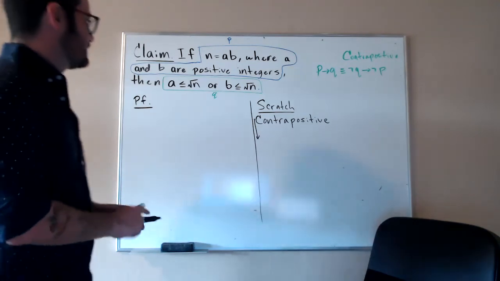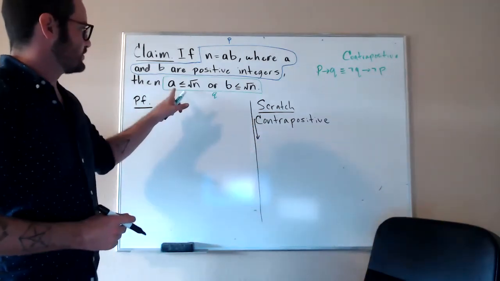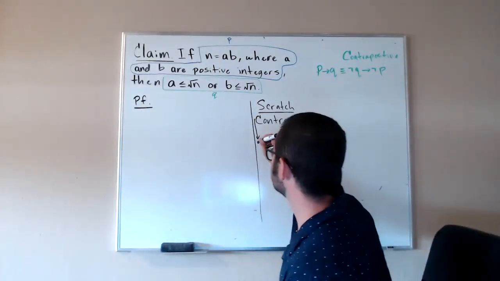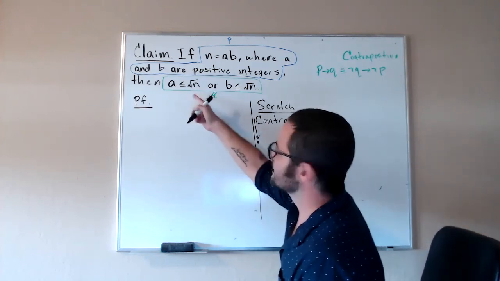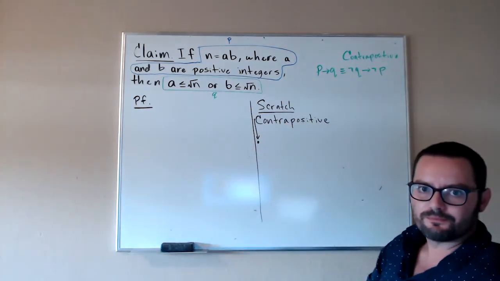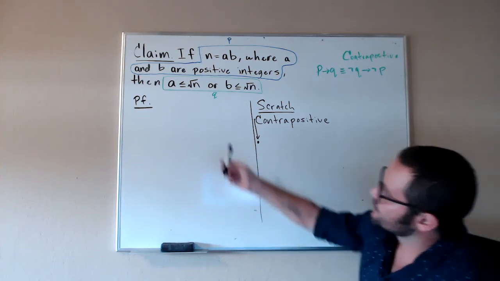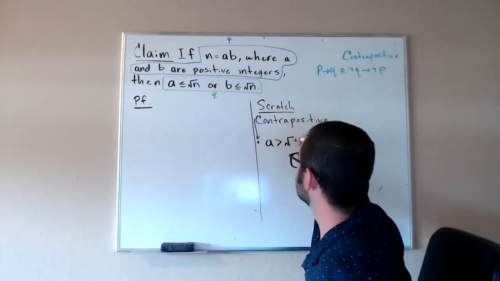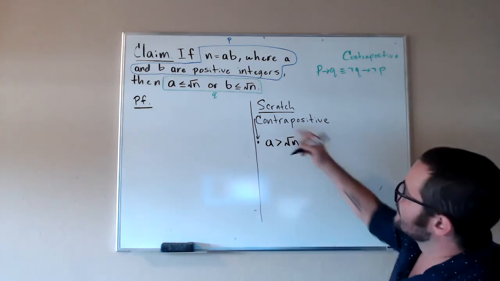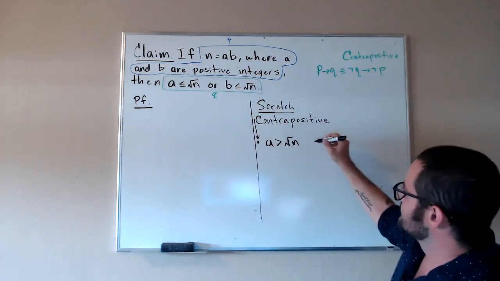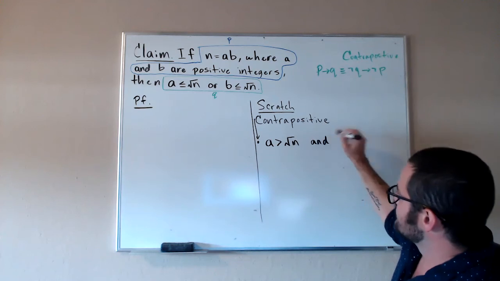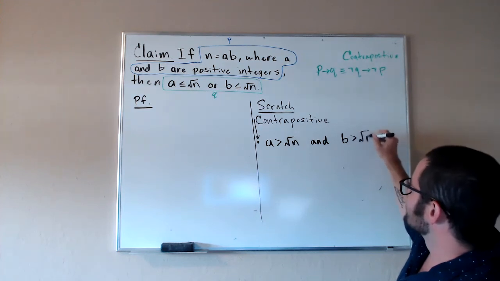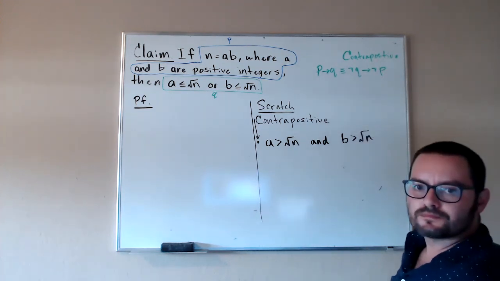So then, if we're going to prove by contraposition, we assume the negation of the conclusion. So if you negate this, you have to use De Morgan's law, right? It becomes, we assume a is greater than root n, and that or becomes an and, b is strictly greater than root n. Okay?